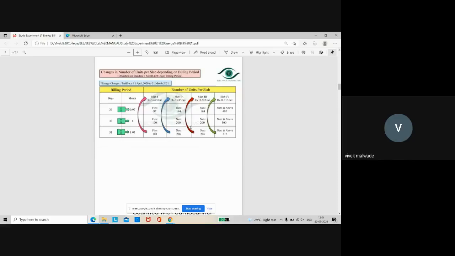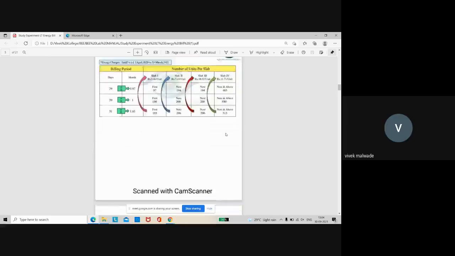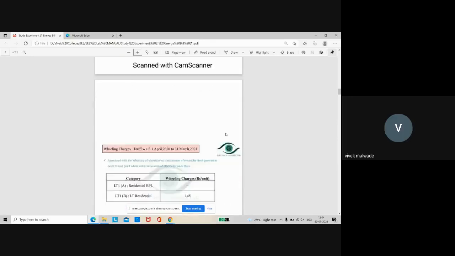Okay. And after that, the next third slab, that is of the next 206 units, will be charged at rupees 10.32 per unit. And last, up till 500, means 515 and above, will be charged at rupees 11.71 per unit. Okay, so these are the charges according to the billing period. So you can observe on the electricity bill what the billing period is, whether it is 29 days, 30 days or 31 days. We will calculate one sample bill also after you get knowledge of all these parameters.